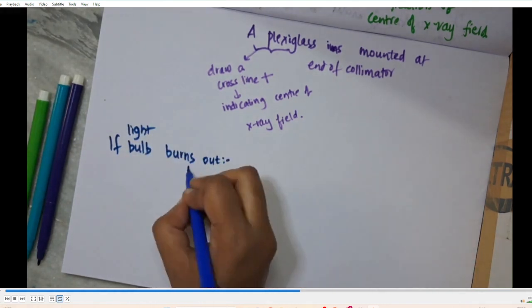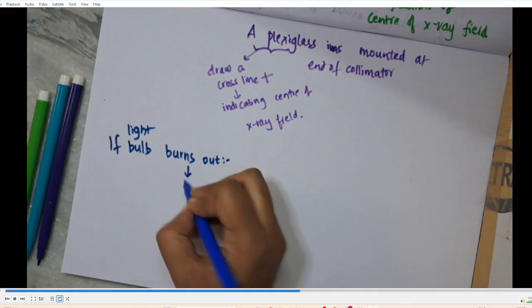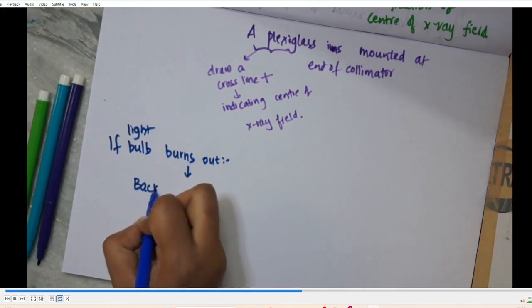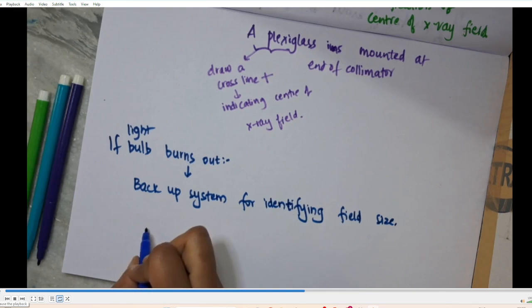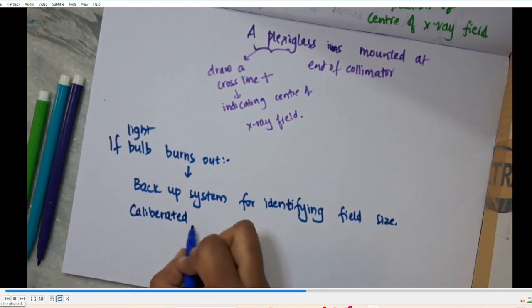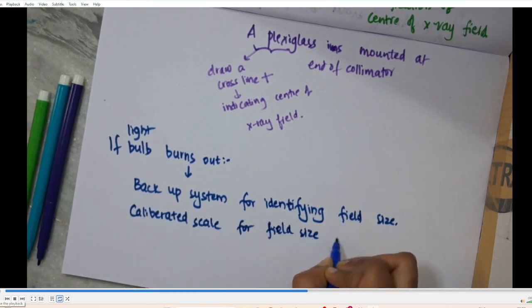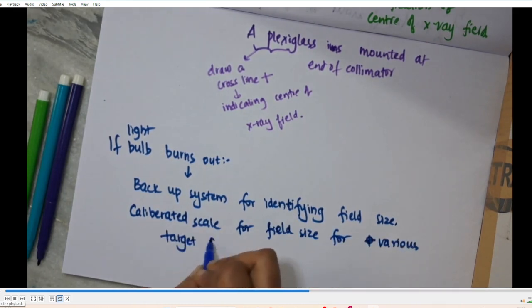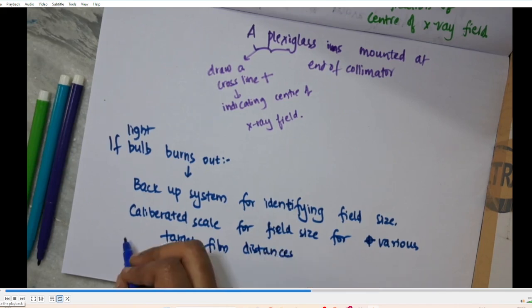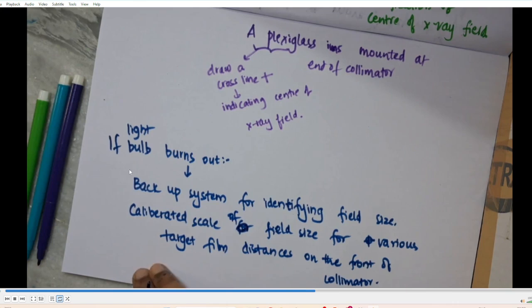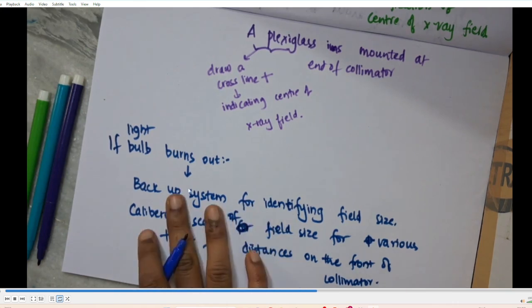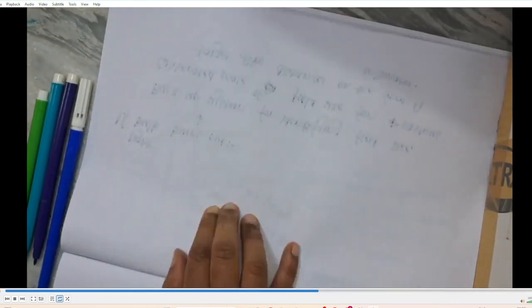Collimators also have a backup system for identification of the field size in case the light bulb is burnt out. The X-ray field size for various target film distances is indicated by a calibrated scale on the front of the collimator. These calibrated scales help us identify the X-ray field size.